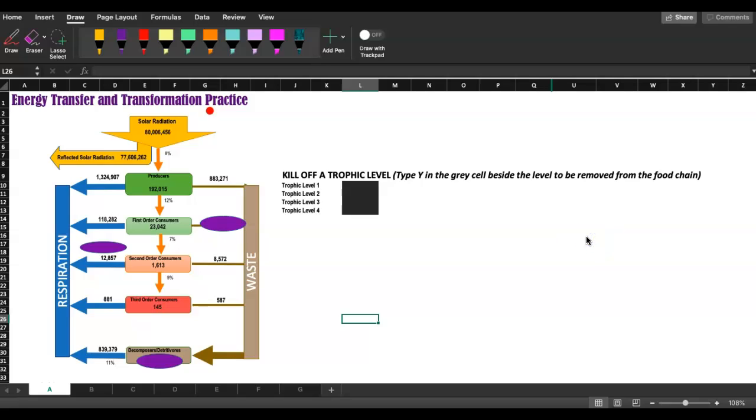Hey guys, this is a little video to show you how to use the spreadsheet that I made to try and practice energy flow diagrams. This is the sort of thing that will be on not only data tests but on the external exam as well. So it's a really good resource to use to practice and make sure that you've got your calculations down pat.